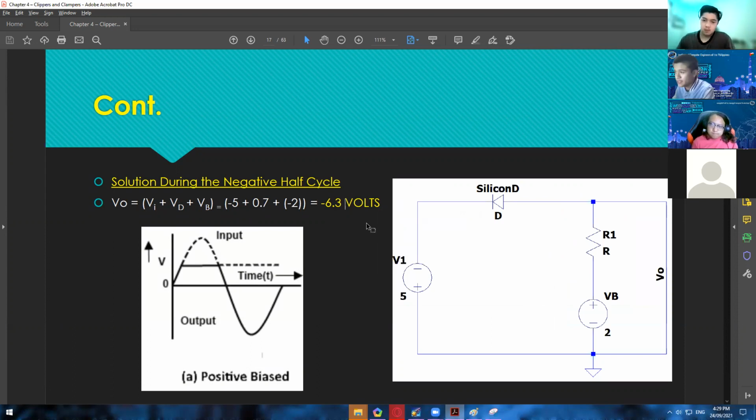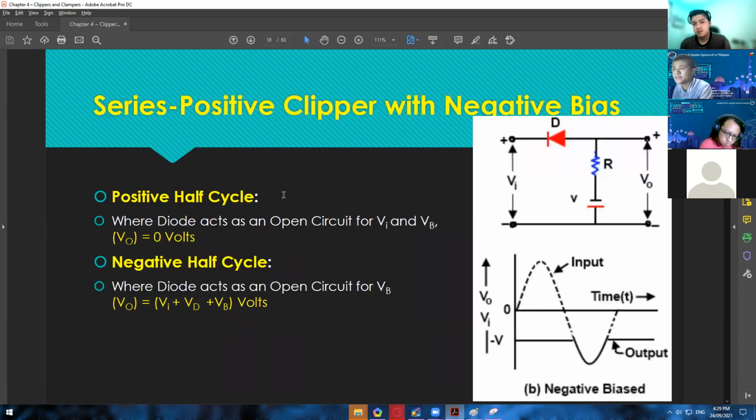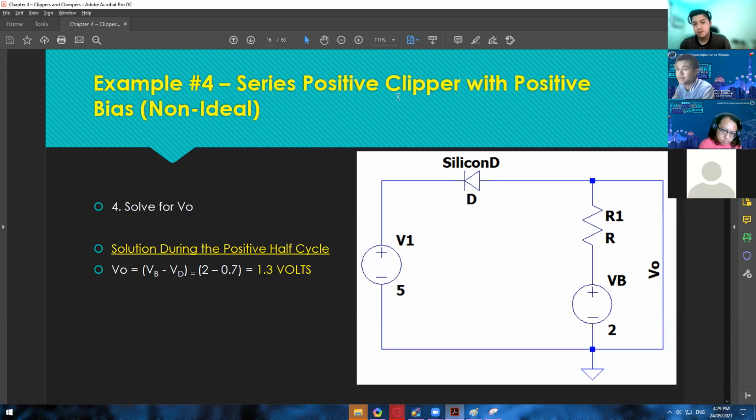Okay. So in here, as you guys can see, from the voltage input of 5, it increased, it became -6.3. That's because of a bias voltage. Okay, so pwedeng ganun. So parang na-amplify siya kung tutuusin kasi nadagdag pa mismo yung bias voltage natin dito. Anyway, so that's it for the series positive clipper with positive bias.